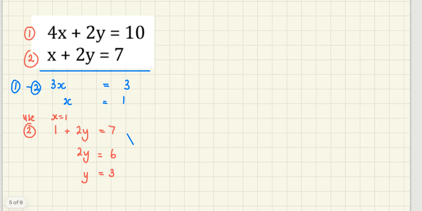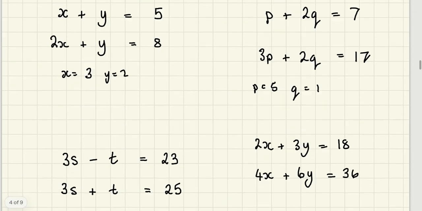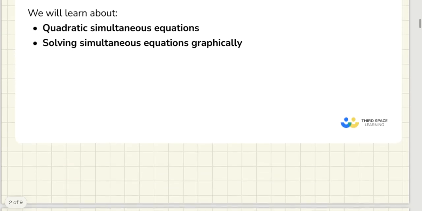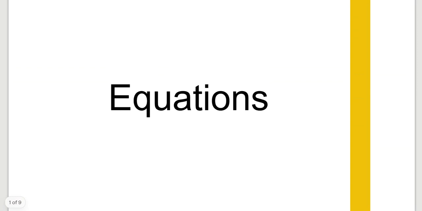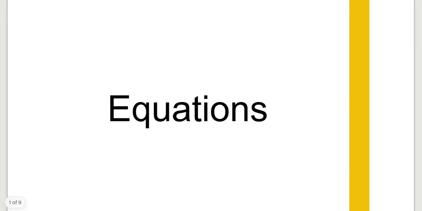Okay? So what I'm going to do now, guys, I'm going to take you back to the beginning here, look. So on the front of your page, we've got equations written, but we're actually doing, what's it called again? So we're doing simultaneous equations.